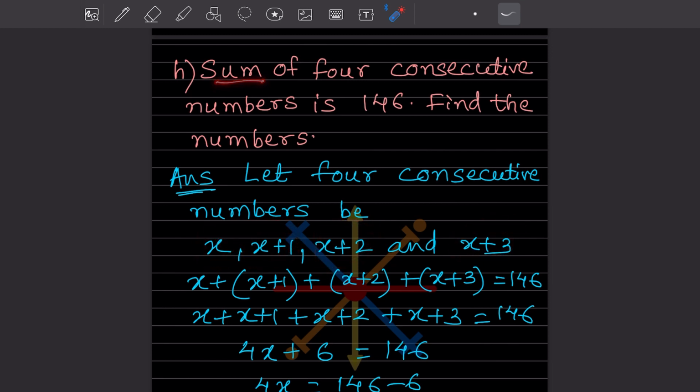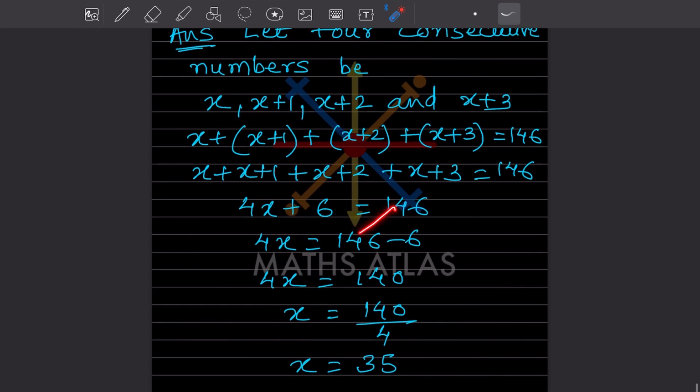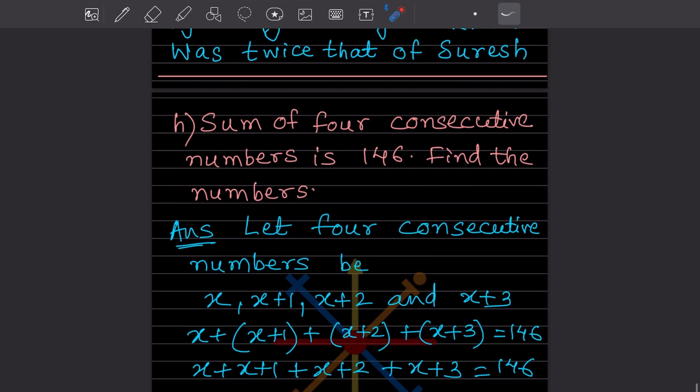So they said sum. Sum means you are going to add all these numbers. So that is given as 146, means it is equal to 146. So how many x are here? 1, 2, 3, 4. So here we have 4x, and this 3 and 3 becomes 6. So 146. So 4x plus 6 is equal to 146. When 6 goes here, it is going to be minus 6. So 4x is going to be 140 when you subtract this. So x is going to be, here is multiplication, it is going to get divided, that is 140 by 4. So x is 35.